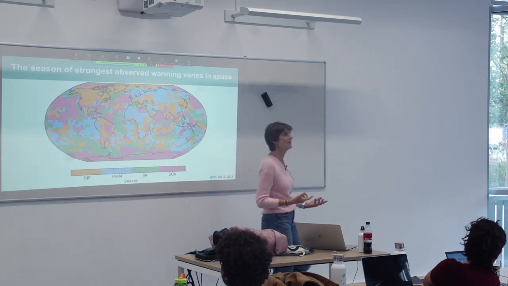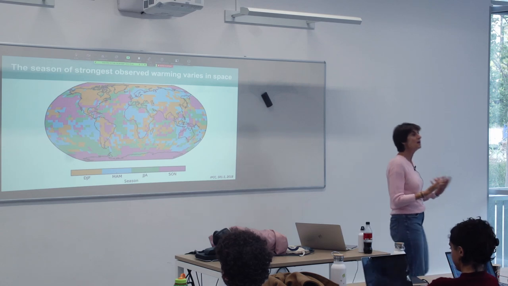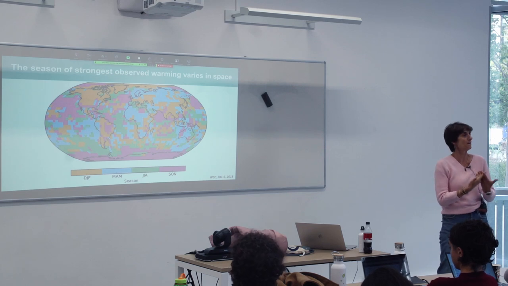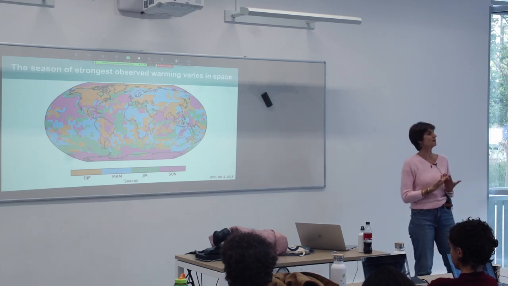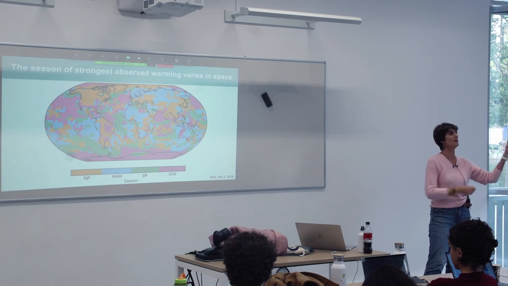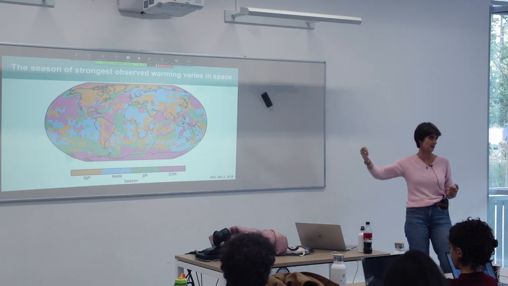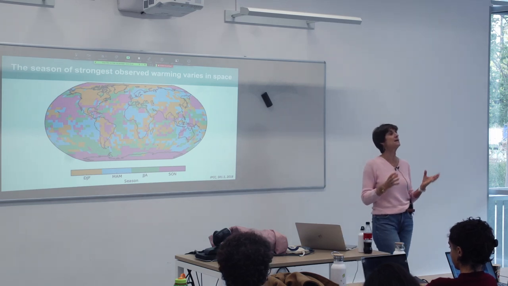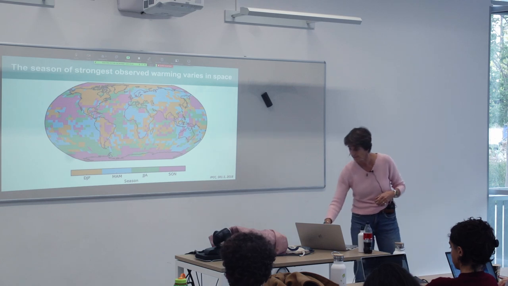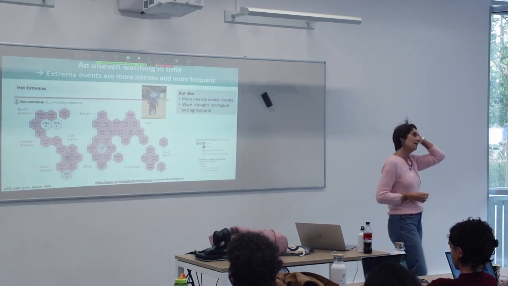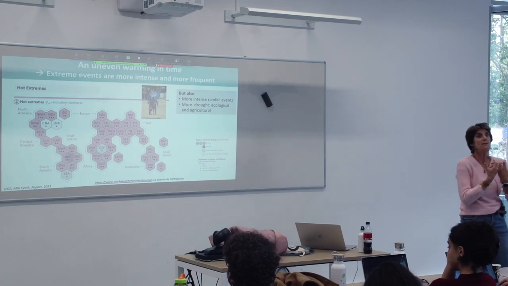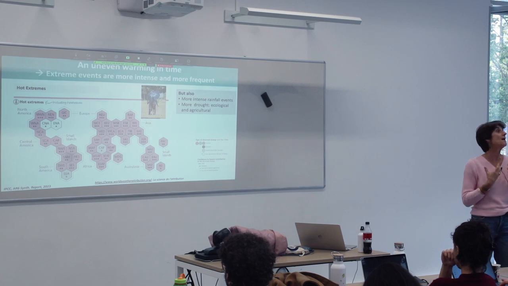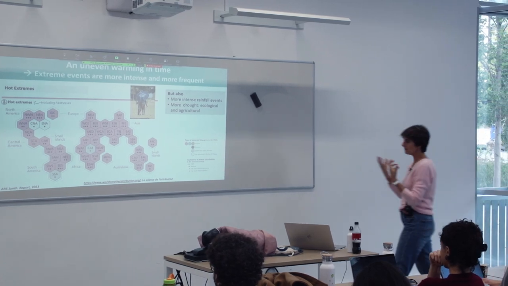And that also is important because if you warm a season more than another one, the living world on Earth is not going to react the same way if it's warmer in winter or if it's much warmer in summer. So that's also very important. So there is heterogeneity in the timing of this warming. And of course, the thing that you feel the most is the extreme weather events and the extreme heat events. Okay, and that's what you show here.